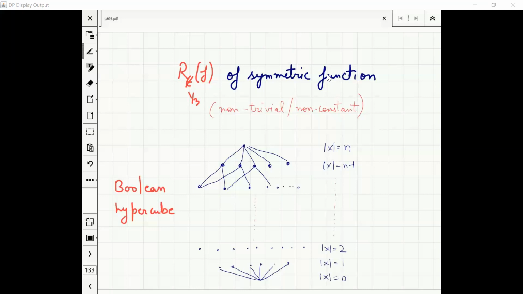Do you want to take a guess? This is going to be omega. Not just for OR, but if your function is symmetric, then the randomized query complexity is always omega.